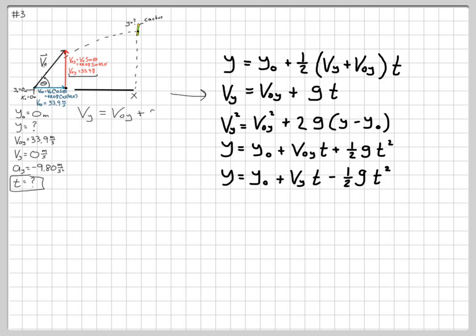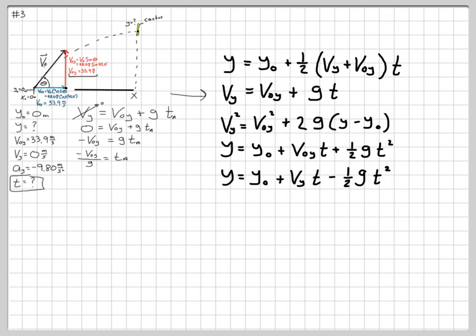equals V0y plus gt. And applying the rule, this is zero at the apex. So I'm going to notate this time to the apex. I could just say t sub a or something like that to remind myself that's specifically the apex time. So I get 0 equals V0y, which I already know is that 33.9 meters per second, plus gt. I already know g. I'm just solving for the time to the apex. Subtracting v0y from both sides, and then dividing by g, I reveal the time to the apex.